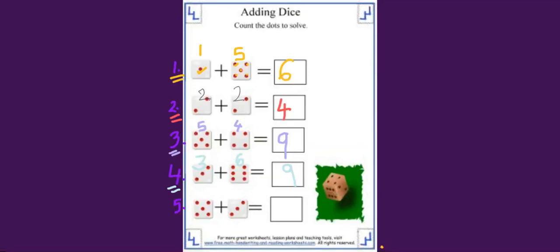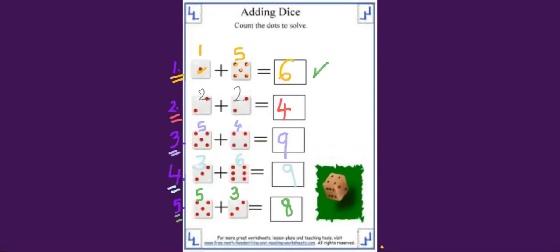Let's do another one. Number 5. Count the dots. 1, 2, 3, 4, 5. We write the number 5 plus how many dots here? 1, 2, 3. We write the number 3. What is 5 plus 3? Let's count together. 1, 2, 3, 4, 5, 6, 7, 8. We write the number 8.